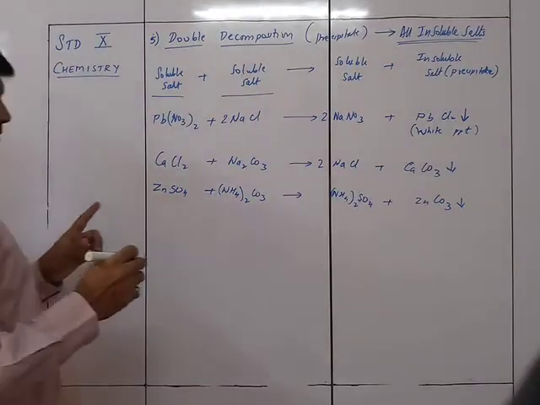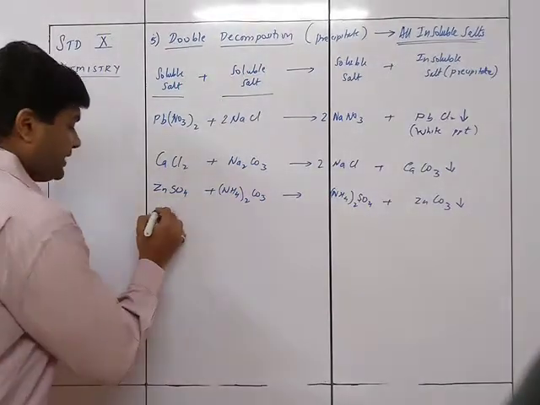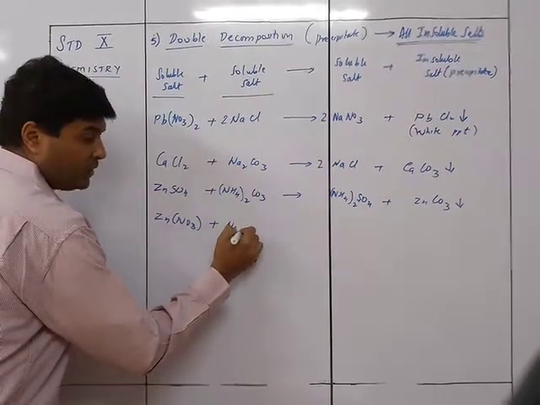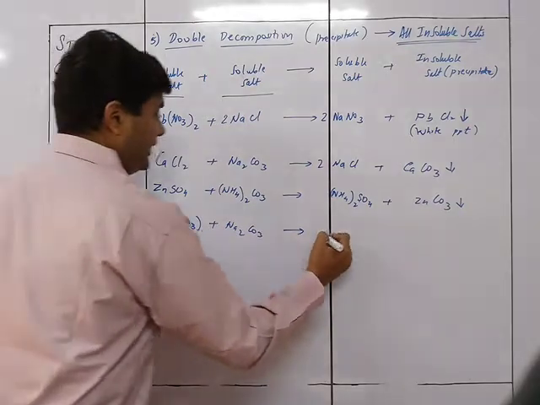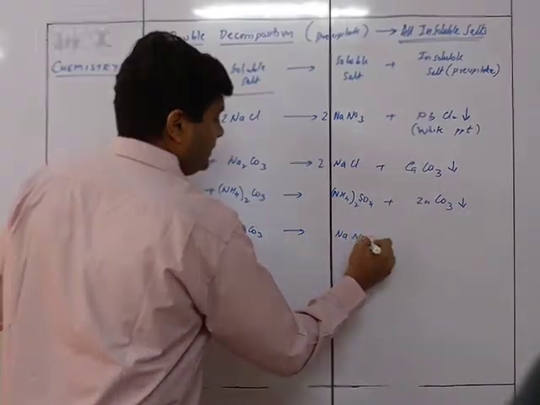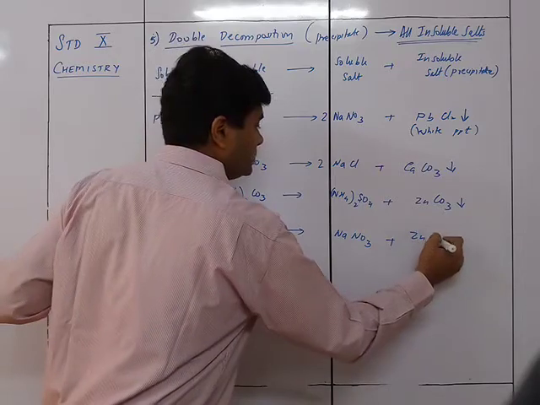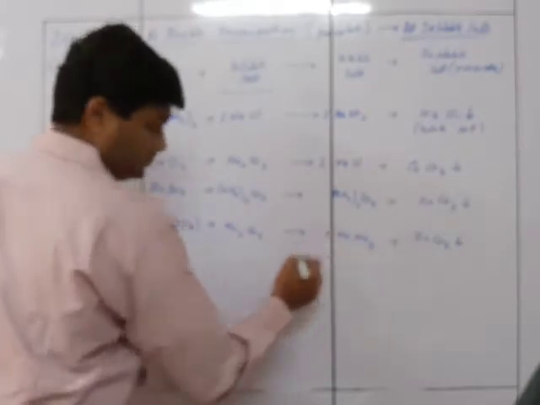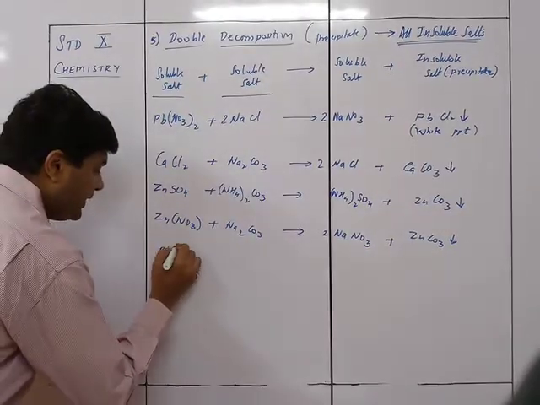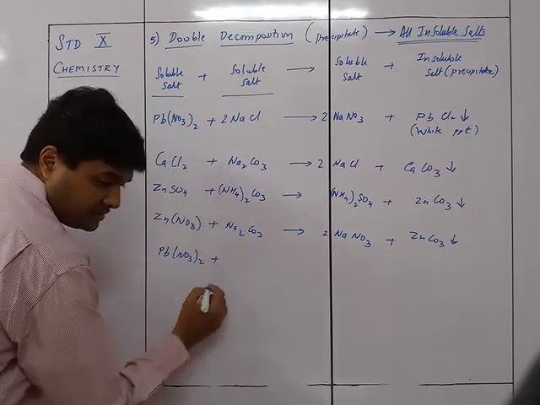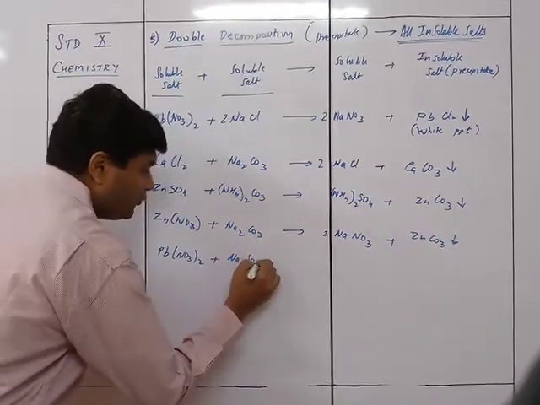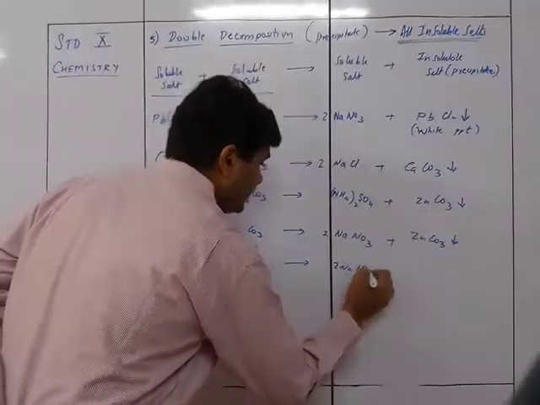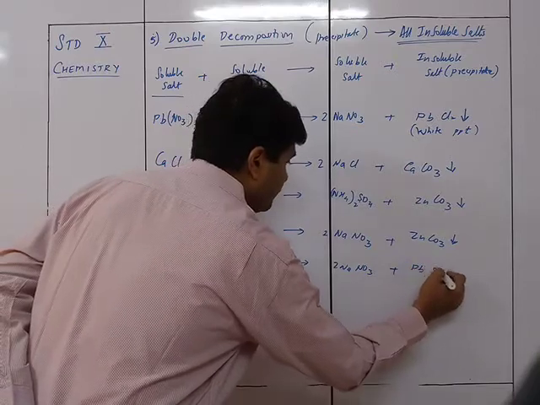Now see, let me write this and then I'll explain something important again. Zn(NO3)2 plus Na2CO3 giving me NaNO3 plus ZnCO3 precipitate. Again a 2 will be needed over here. And Pb(NO3)2 plus Na2SO4 giving me 2NaNO3 plus PbSO4 precipitate.